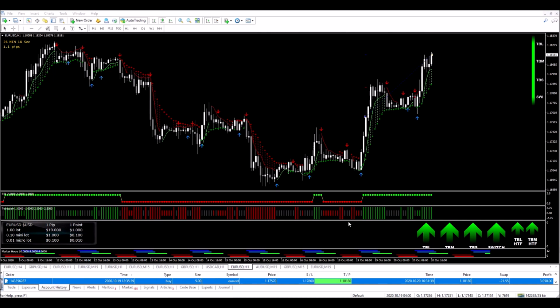And we've just seen the trade close out. Our take profit target was hit. We entered the trade here, and we exited the trade there. And we can see here that that was a $3,050 nice easy trade.